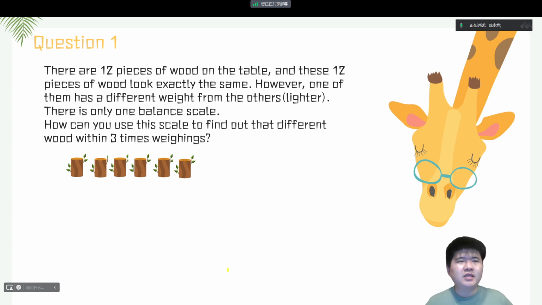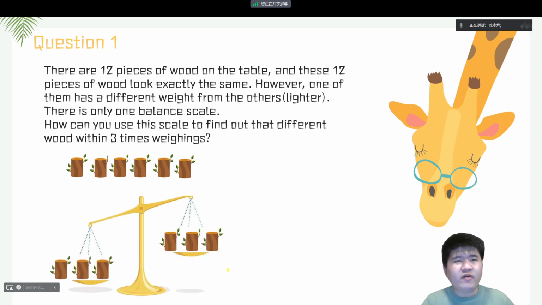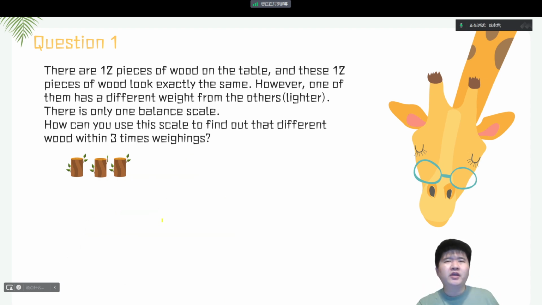For these 6 pieces of wood, we still divide them into two groups, and we find the group on the right is lighter. So it means the different one must be hidden in these 3. So we just look at the 3 pieces of wood, and which one is the special one? We still need to divide them into groups, but what kind of group? Into 2 groups or 3 groups?